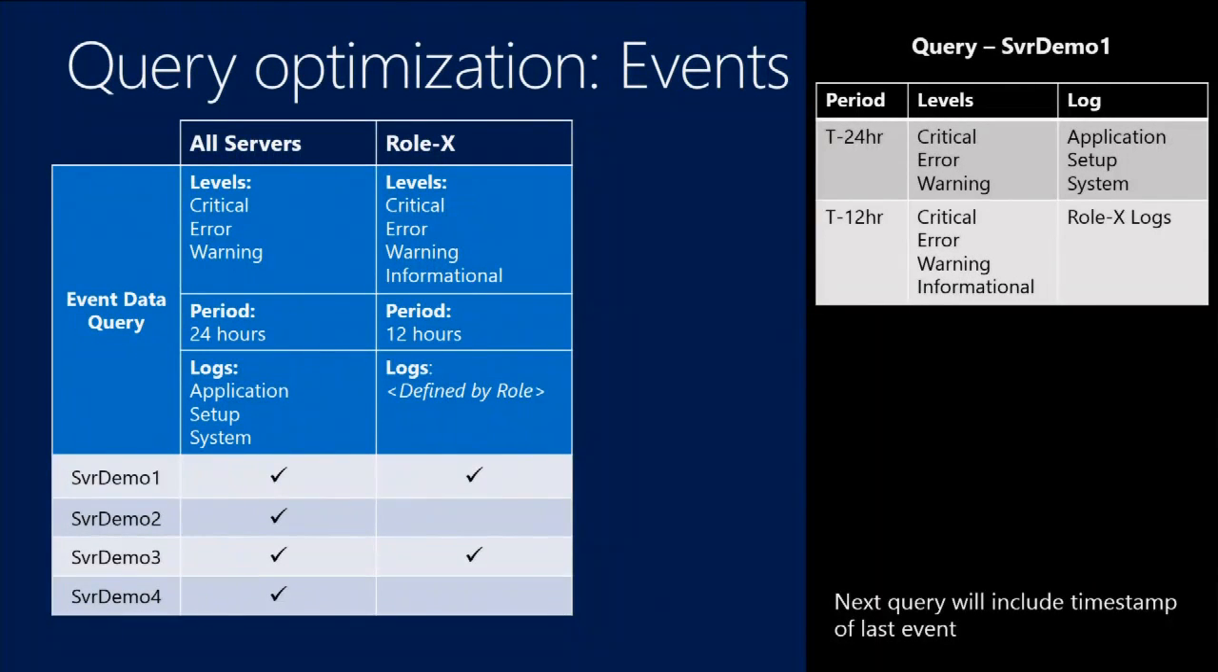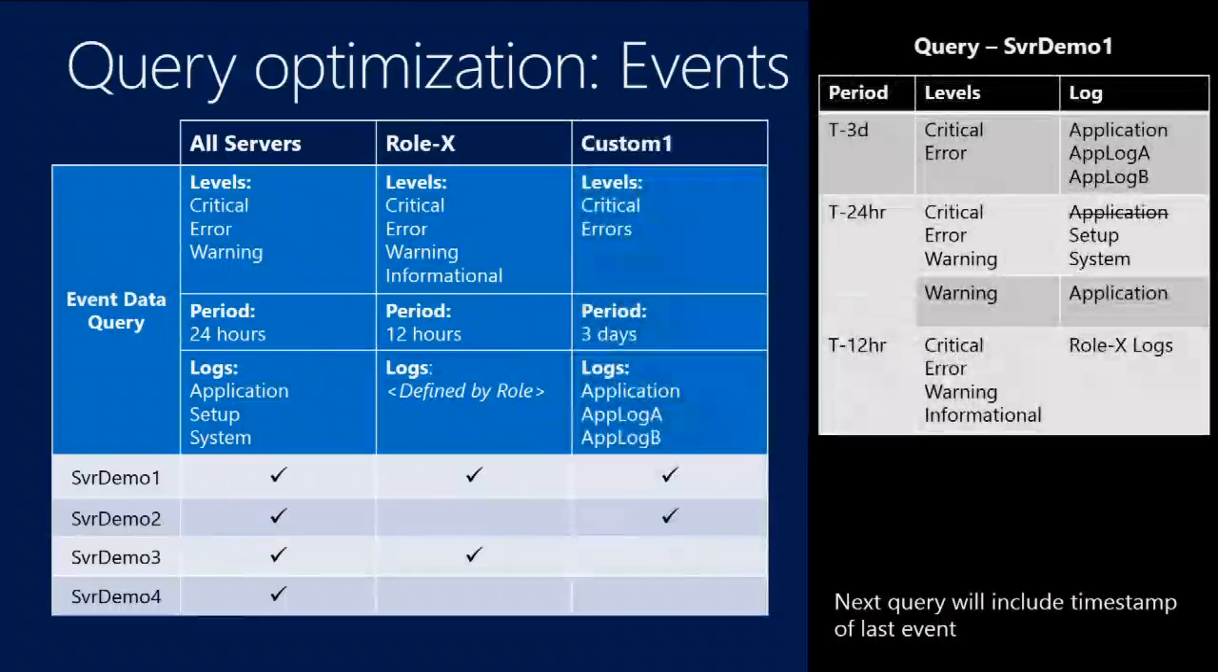Then you've decided that for server demo 1 and server demo 3, you want to collect also informational data every 12 hours. And the logs, you've customized for the roles that are on the servers. So Server Manager will obviously go and every 12 hours also collect the information for the specific roles and also collect the additional informational data. At this point, there is no optimization required. It basically does the things that you expect.